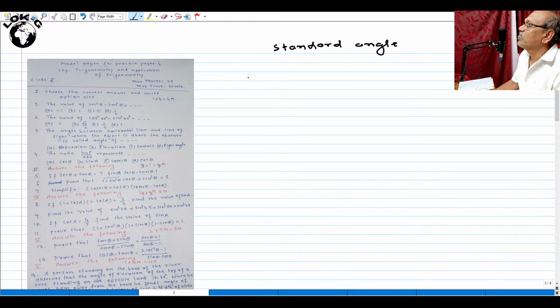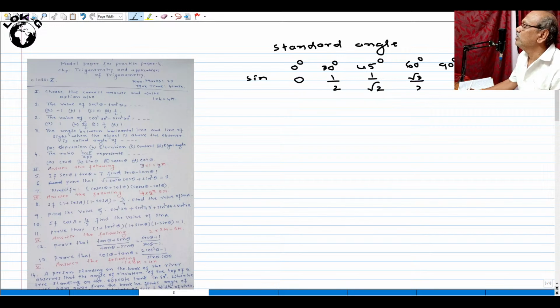You have here sine theta, sine of 0 degree, 30 degree, 45 degree, 60 degree, 90 degree. Go on writing out of memory, have the practice. Sine 0 is 0, sine 30 is 1 by 2, sine 45 is 1 by root 2, sine 60 is root 3 by 2, out of memory. Whatever you are doing here, you have to do it out of memory. Cos 0 is 1, cos 30 is root 3 by 2, cos 45 is 1 by root 2, cos 60 is 1 by 2, cos 90 is, yes, 0.